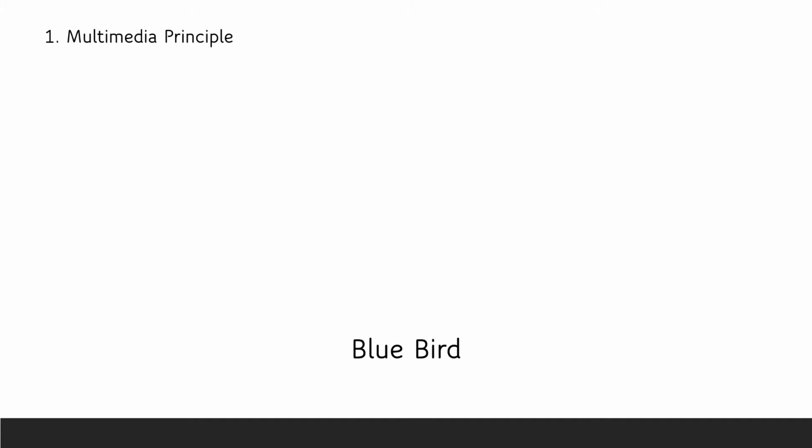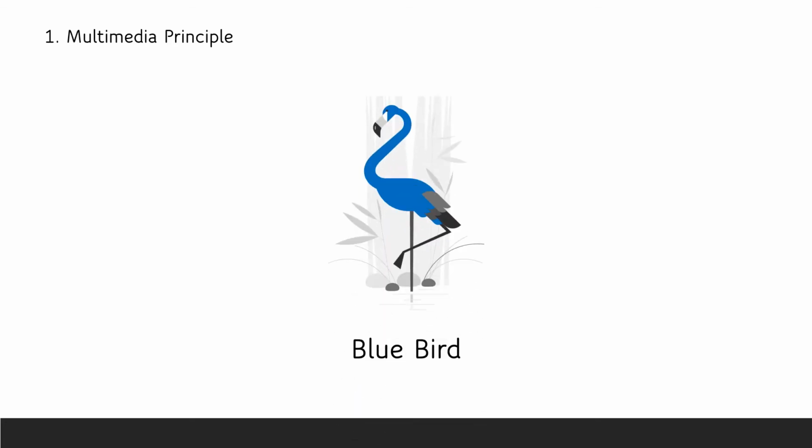The multimedia principle is the first and most basic principle and states that people learn better from a combination of text and relevant images than from text alone. For this and the remaining 11 principles, let's pretend we're presenting on a new species of bluebird. To adhere to the multimedia principle, we'll want to add an image of the bluebird.